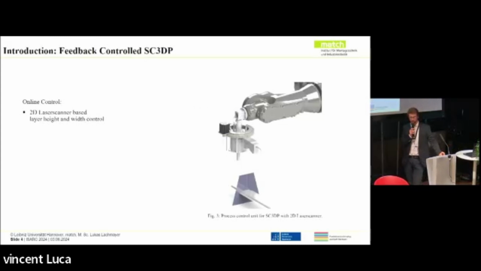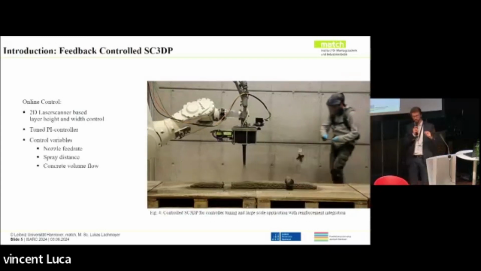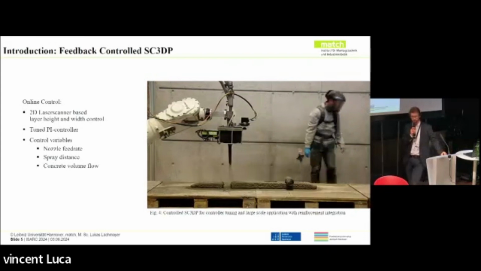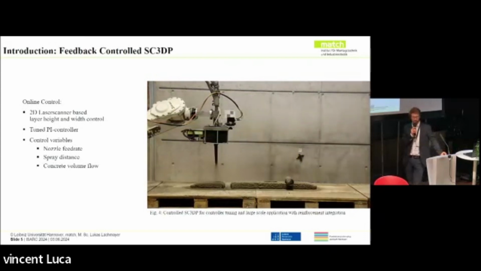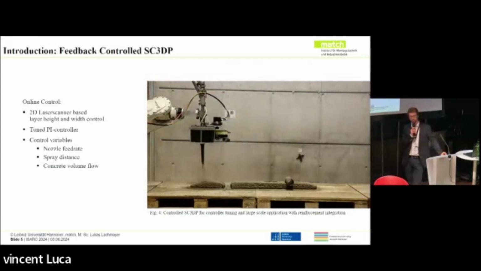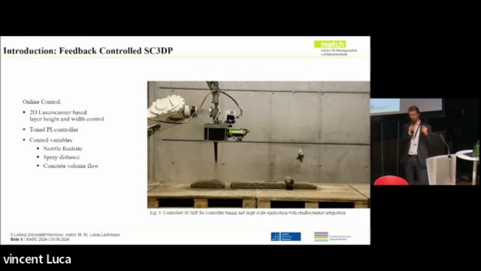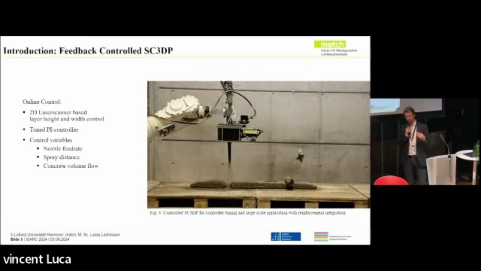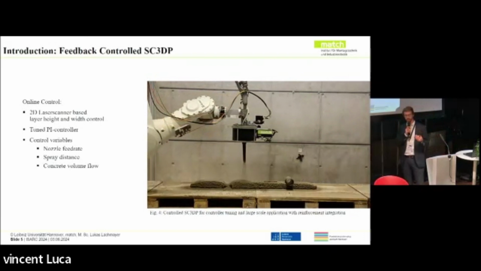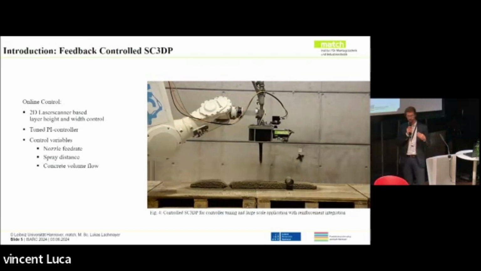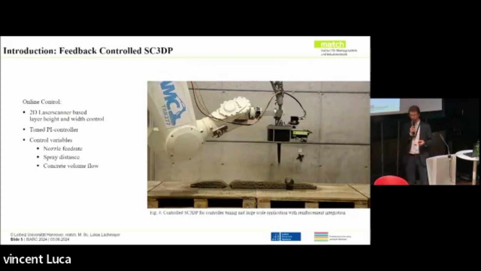This is why we came up with an online feedback control system. This is just the rendering of it. We attached a 2D laser scanner to our printing system. We're measuring layer width and layer height. And we then developed some controllers, which are currently controlling the feed rate, the spray distance, and the concrete volume flow. And within the first experiment, we were quite happy that we can show how the system is able to compensate for underfill, for overfill, or even for integrating objects.